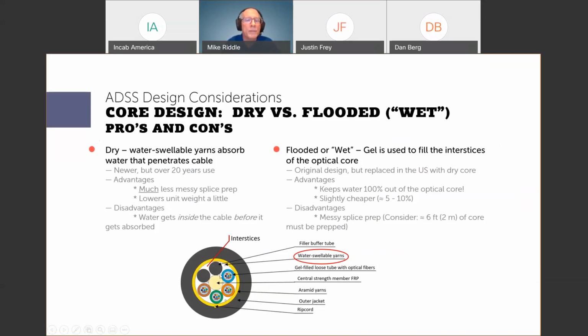Some suppliers outside the United States will even use empty tubes. So they'll just make a tube with no fibers and put that in as a placeholder here. But regardless, you end up with these little voids between the tubes called interstices. What do you do with them? Well, traditionally, the original design was to fill them with gel. And the gel is good. It does the job well. It keeps water 100% out of the core, right? Because if this is filled and the jacket gets breached, the gel is there to stop the water from even getting into this area.